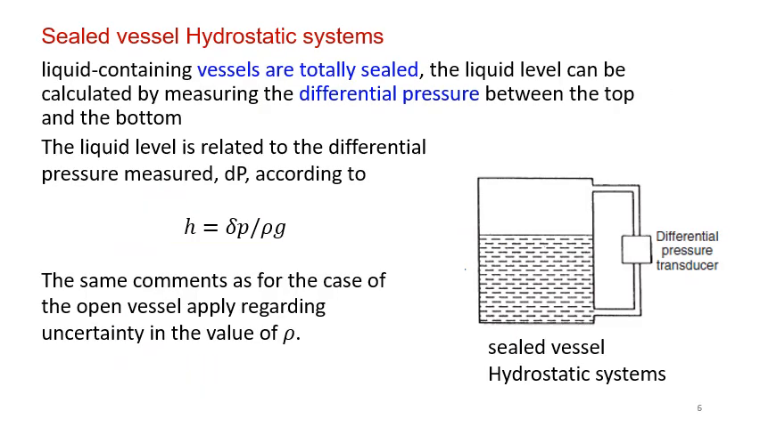The other method is for the sealed vessel. In a sealed vessel, we are going to measure the pressure at both the bottom part of the vessel and the upper part of the vessel. In this case, we use a differential pressure sensor. This differential pressure sensor measures the difference between the pressure on the upper side and the pressure on the lower side, and it will generate a proportional signal. In this case, the height, or the level, is measured as delta P, the difference between the two pressures, divided by rho times G.